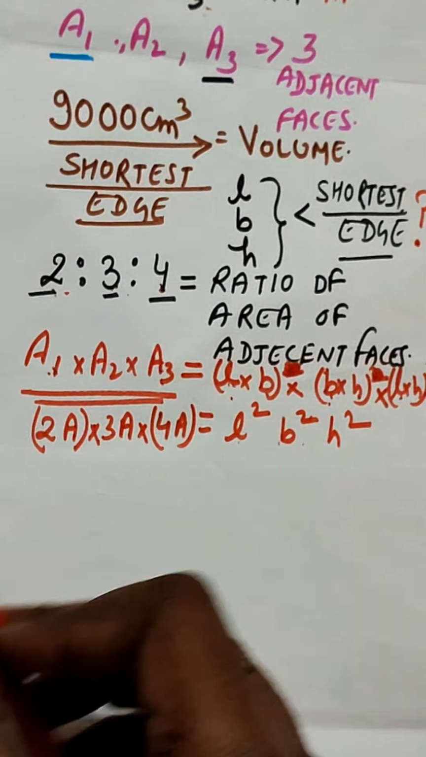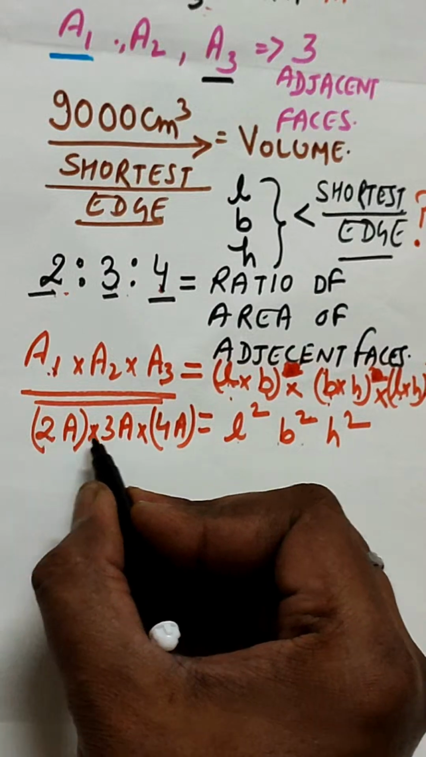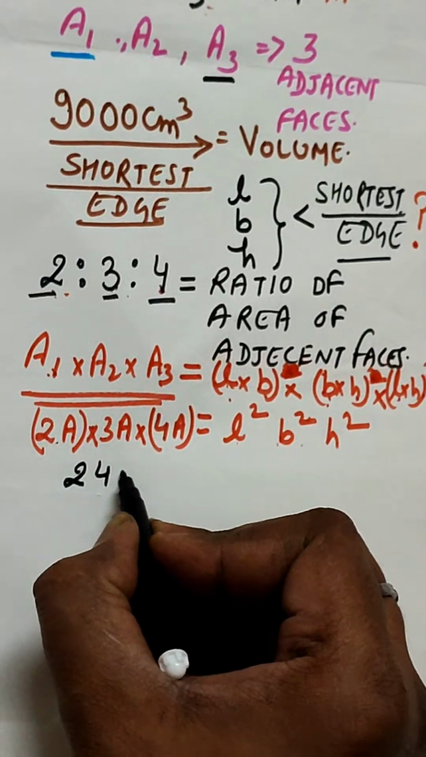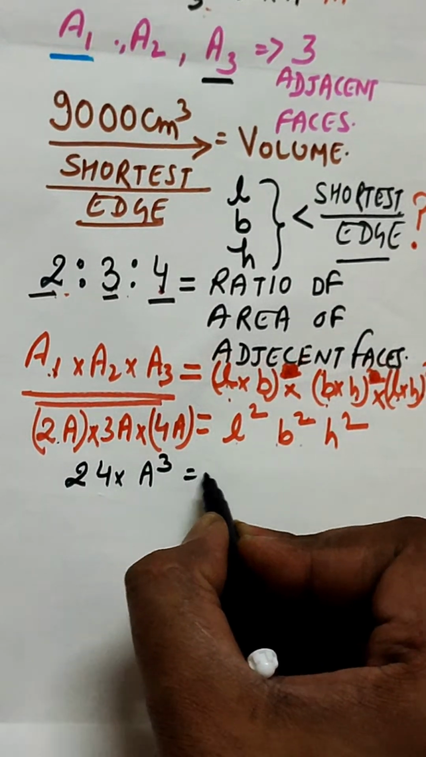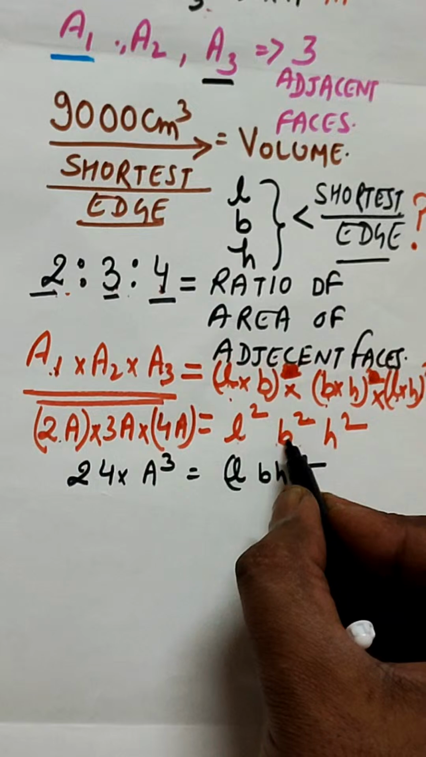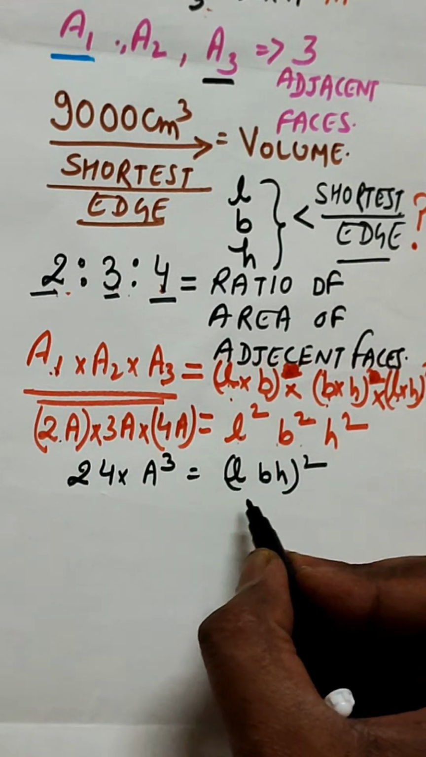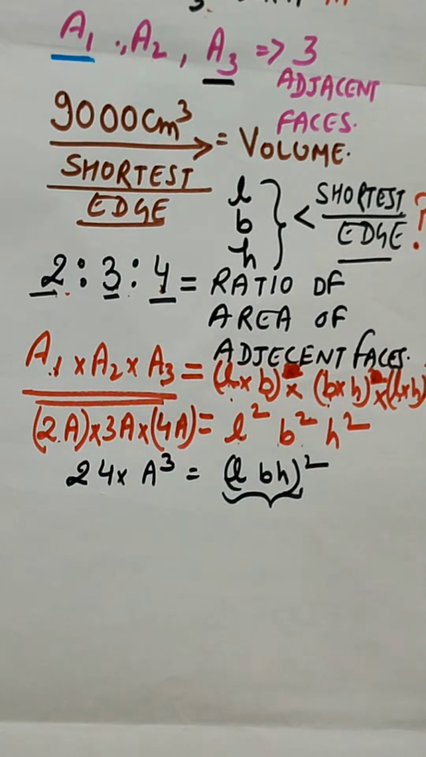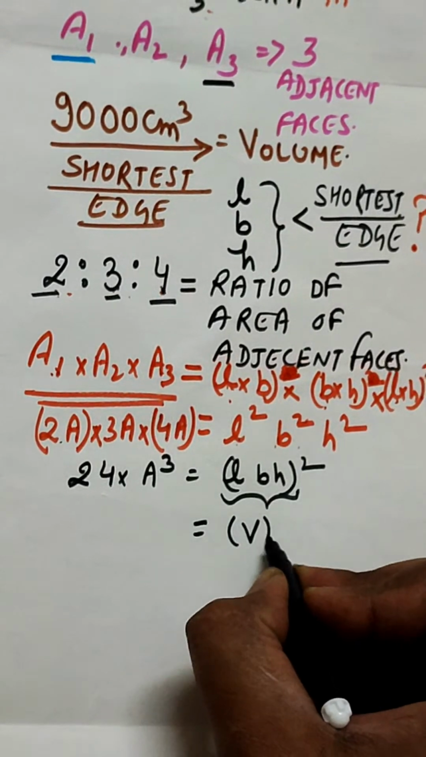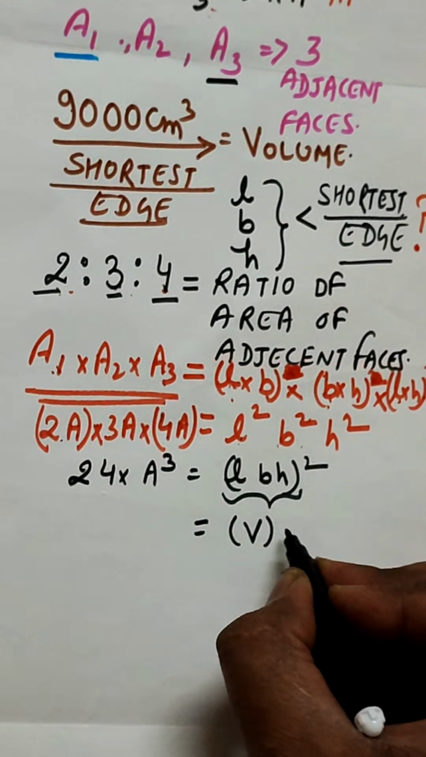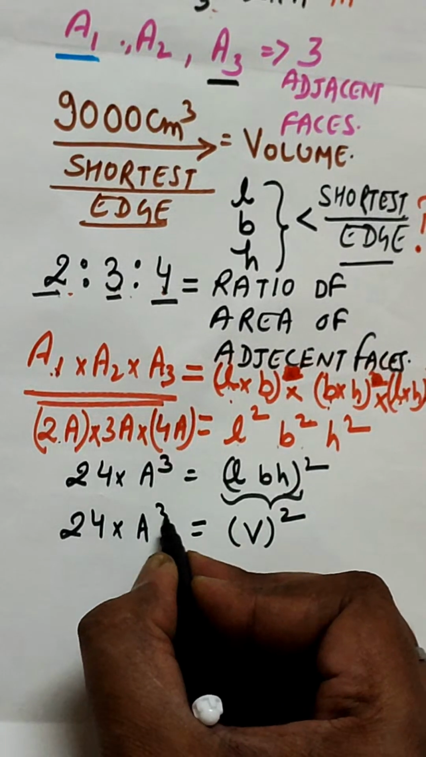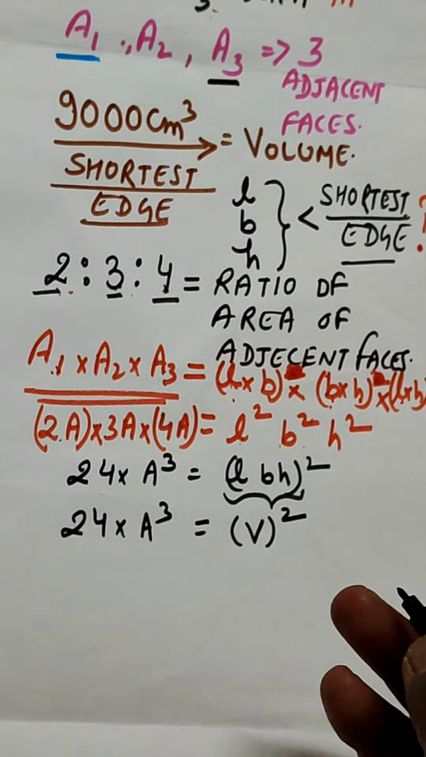Now when you solve it, it will be 3 into 2 is 6, 6 into 4 is 24. 24 times A cube is equal to L into B into H whole square, because L square, B square, H square is LBH whole square. And you know, LBH, length into breadth into height, is the volume of the given cuboid. So in place of LBH we can write V, and it will be V square equal to 24 into A cube. Now we are going to calculate the value of A.